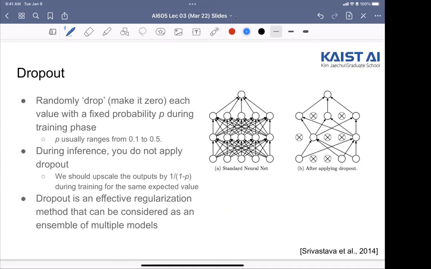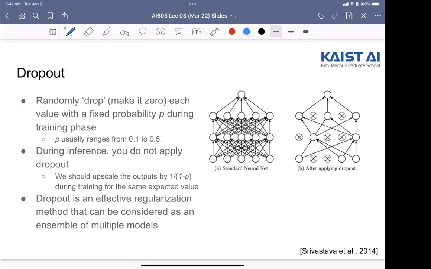When we talked about dropout briefly, I think I missed a few important things, so I'm bringing this back again. I told you that dropout is randomly dropping each value with a fixed probability P during the training phase, and P usually ranges from 0.1 to 0.5. During inference, you do not apply dropout. So what that means is that we should upscale the outputs by 1/(1-P) during training for the same expected value, because if you actually try to compute the expectation, values will be dropped during training. In other words, the output values will usually be smaller than they should be. So that's why we upscale by 1/(1-P) for the same expected value.